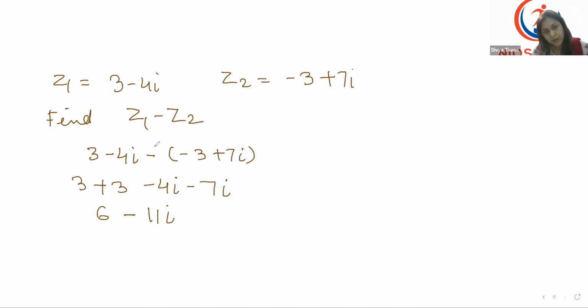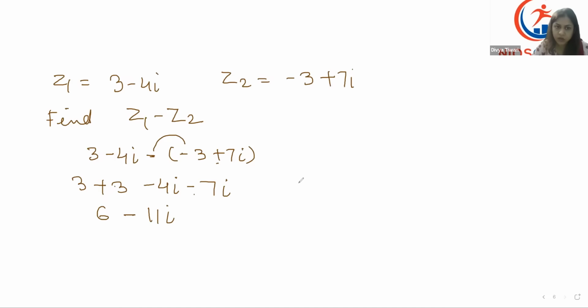We have to multiply this minus sign inside. So this minus minus will become plus, and this minus multiplied by plus has become minus. In addition you don't have to change the sign, but while performing subtraction, you have to change the sign of the complex number which is written in the back side or behind. Is it clear?